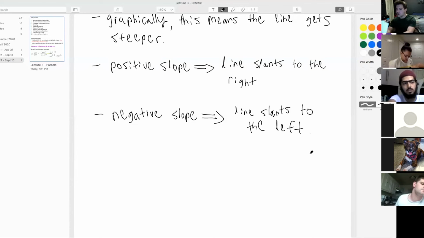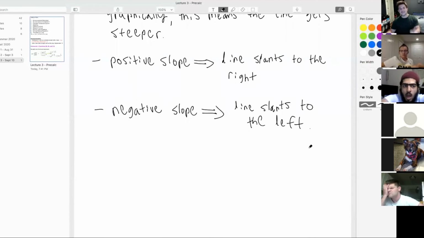Yeah, so I was going to talk about that in the next class on Monday. But essentially, if you have a horizontal line, the slope is 0. And if you have a vertical line, the slope is undefined.